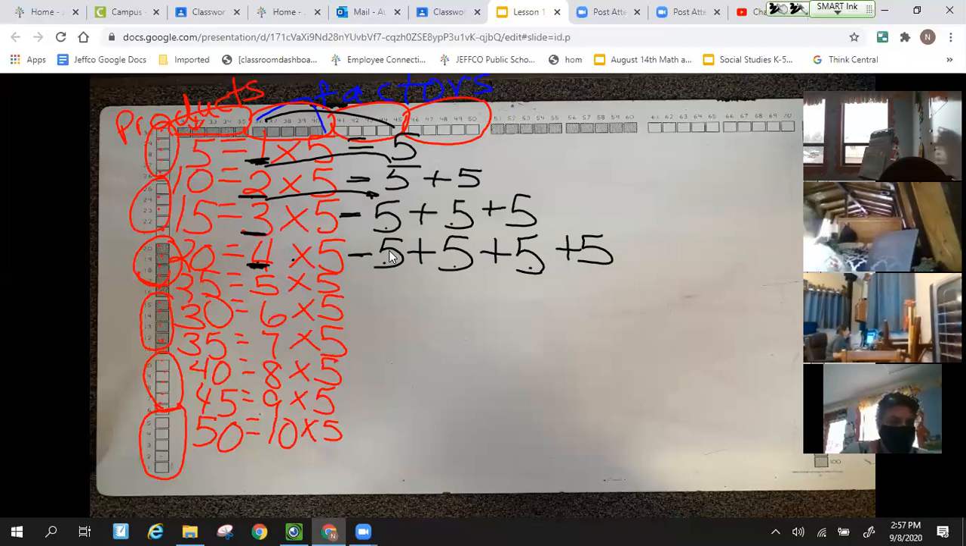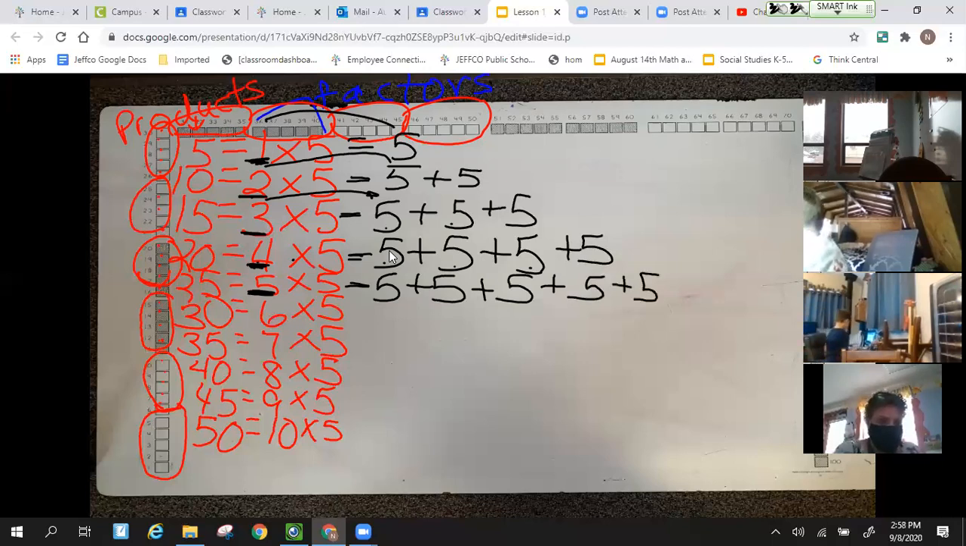Lucas, any ideas? How many 5s would I show in addition? 1. This one. 5. 2 groups of 5. 3 groups of 5. 4 groups of 5. 5 groups of 5. So if I add 5 groups of 5, I'm going to get 25. Let's try it. 5, 10, 15, 20, 25.